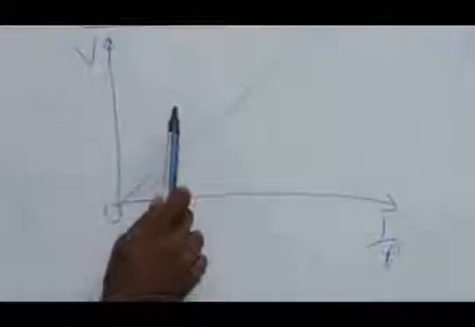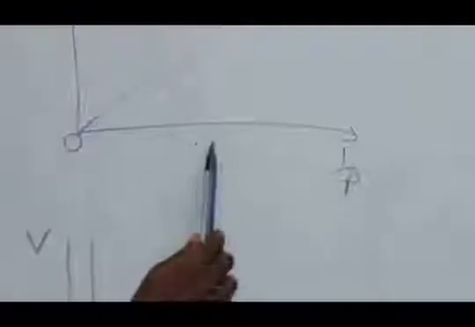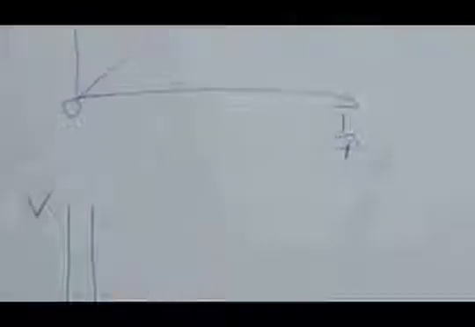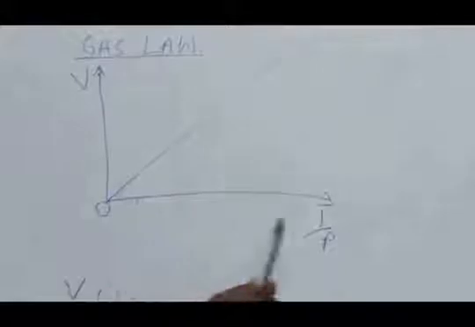Boyle's law can thus be represented graphically. As the volume increases, the pressure decreases. Also, as the volume here increases, we can see the pressure as well decreases. Here, the volume is directly proportional to 1 over P, while here the volume is inversely proportional to P.